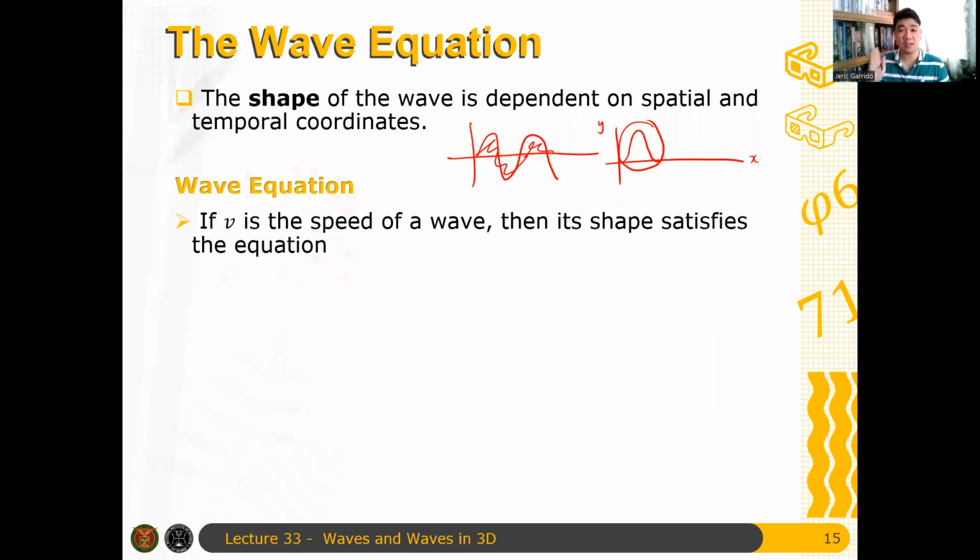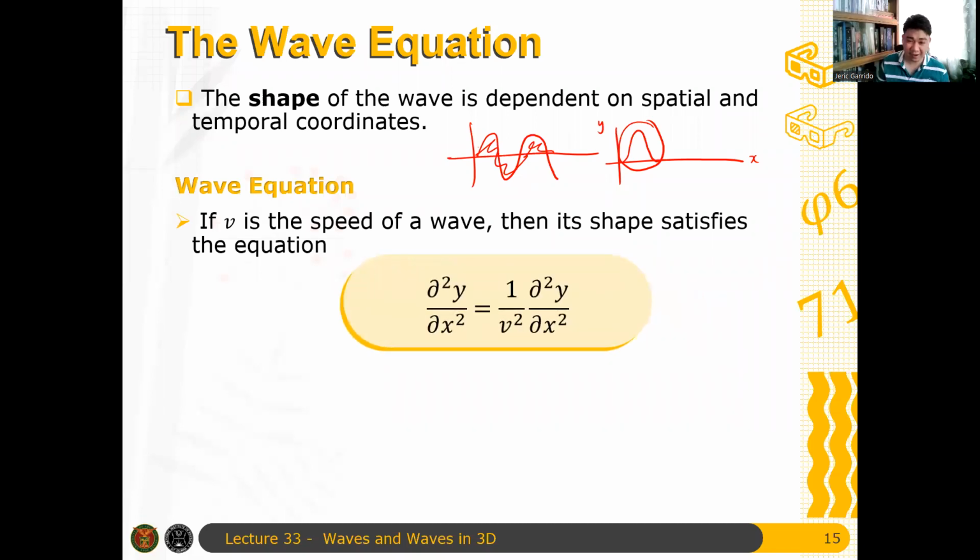The question is, what does the shape of the wave satisfy? If the wave has some velocity v or has some speed v, then the shape of the wave should follow this equation here. Sir, ang complicated naman yung equation na yan, ba't ganyan yan? Well, sorry for that, ganyan talaga yung equation niya. Ang tawag dyan ay second order partial differential equation. It's a second order partial differential equation in both x and t. Yan. So, okay, that is the shape of the wave.